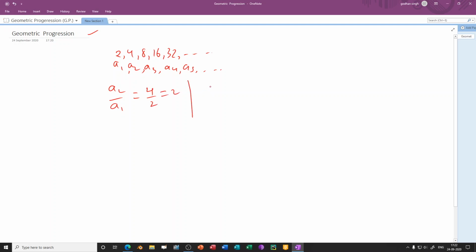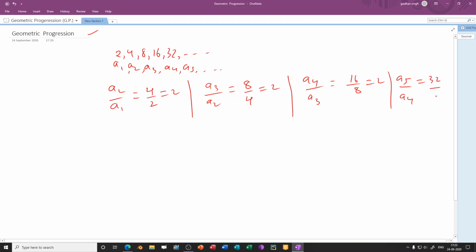Next, let us find the ratio of A3 by A2. A3 by A2 is equal to 8 by 4. Again the ratio is 2. Find the ratio of A4 by A3. Then what we get is 16 by 8, and 16 by 8 is again 2. Next, let us find the ratio of A5 over A4. That is 32 over 16, and again what we get is 2.